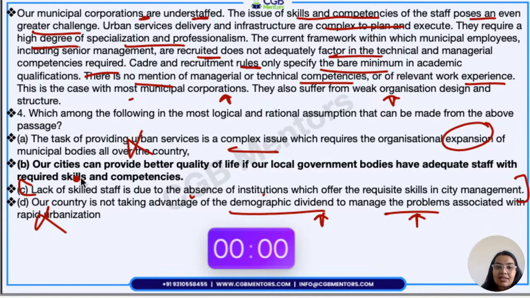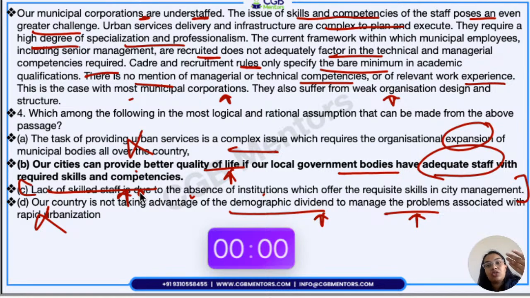Now C, our cities can provide better quality of life if local government bodies have adequate staff with required skills. See, this is true. If this is true, then the whole passage stands true. सोचो, author ने सोचा होगा यार अगर staff जो है वो और बेहतर हो जाए skills में, definitely improvement आ सकता है. ये thought आया. अब सोचो कि उसने ये passage लिखा तो ये passage एक meaning दे रहा है उस thought को, and that's why answer B है.